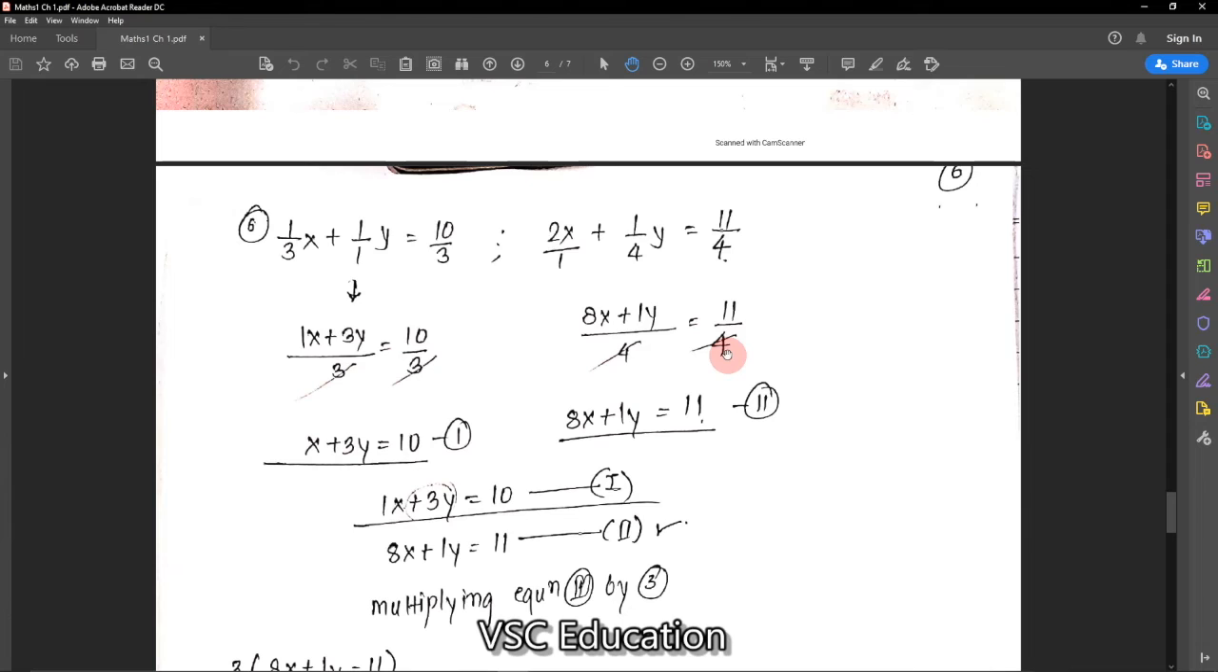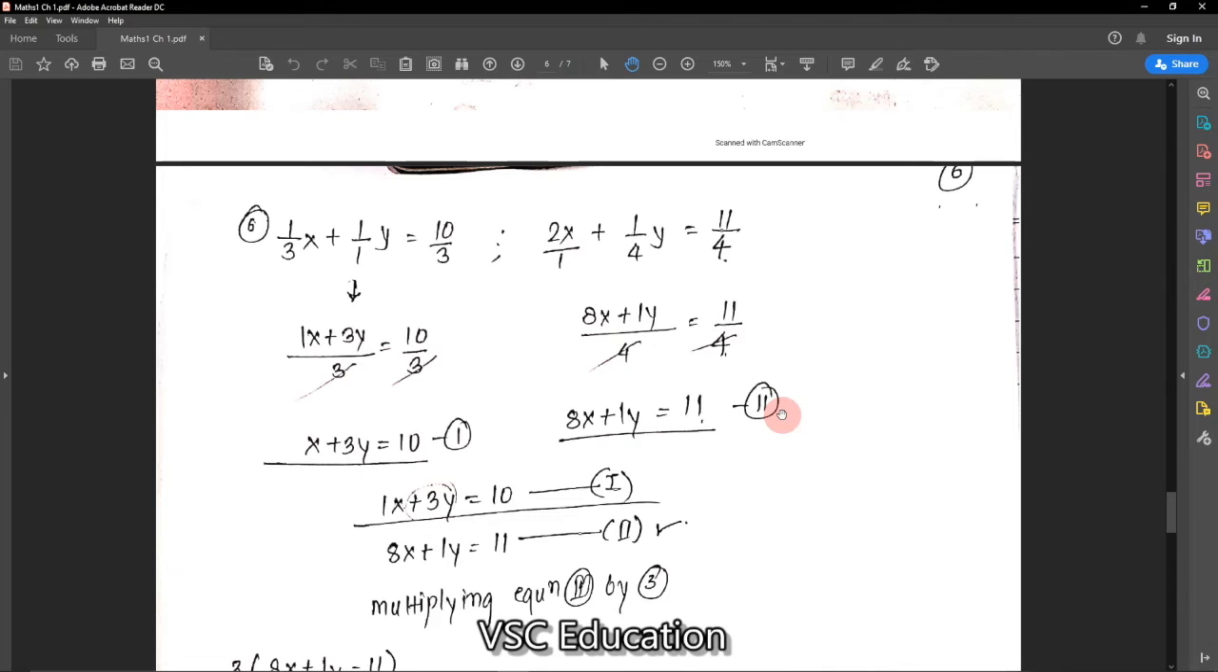Now see, if we look at the denominators of both the equations, here there is 3 in the denominator, here also there are 3. Okay, so these 3 and 3 get cancelled. Same thing in the second equation also, 4 and 4 denominators, so both cancel. So what is the equation? The first equation is x plus 3y is equal to 10. That is the first equation. Okay. Same thing, the second equation, 8x plus 1y is equal to 11. This is our second equation.